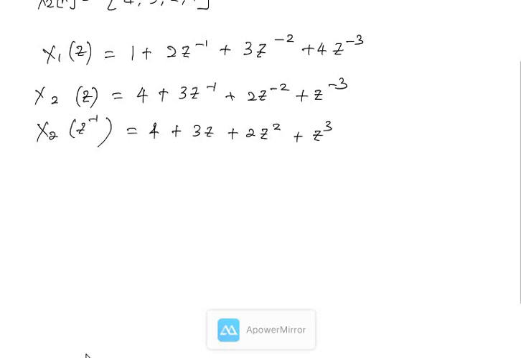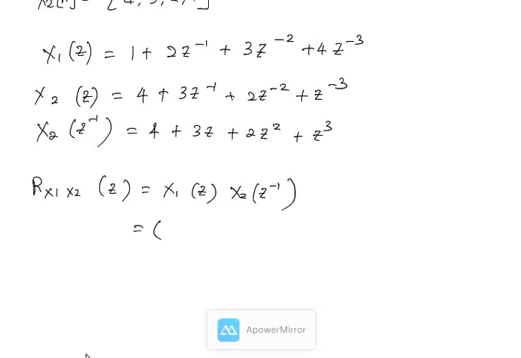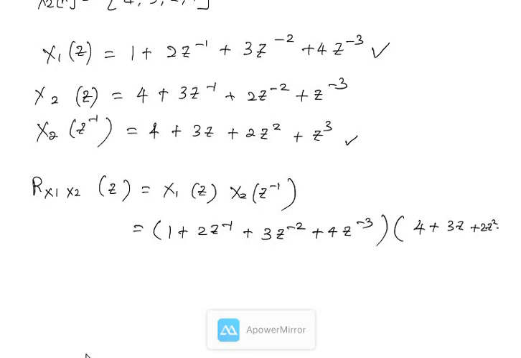Okay, and the correlation property says that R x1,x2(z) is equivalent to X1(z) X2(z inverse). So this is equivalent to this one and this one: 1 plus 2z^-1 plus 3z^-2 plus 4z^-3, multiplied with 4 plus 3z plus 2z squared plus z to the power of 3.